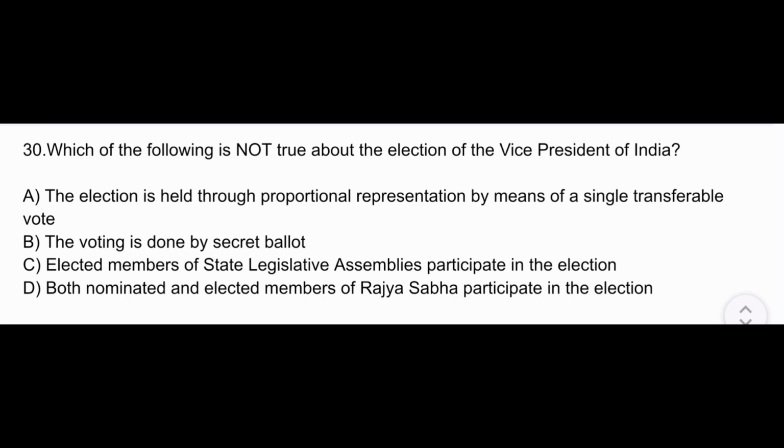The next question: which of the following is not true about the election of the Vice President of India? Option A: the election is held through proportional representation by means of single transferable vote. Option B: the voting is done by secret ballot. Option C: elected members of state legislative assemblies participate in the election. Option D: both nominated and elected members of Rajya Sabha participate in the election.